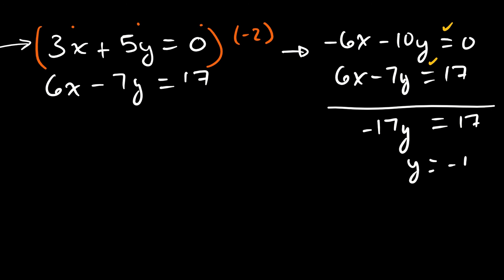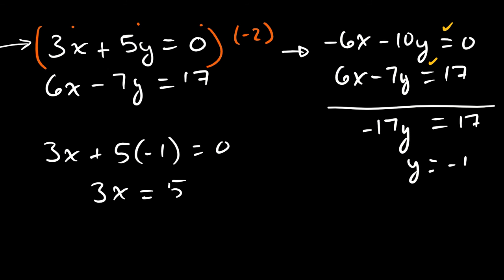Now that we know what y is, we can plug that in and figure out what x is. I think I'm going to choose to take the top equation, although both would give me the same value. It's going to be 3 times x plus 5 times -1 equals 0. So I'm going to add 5 to both sides, so 3x is 5. And I'm going to divide both sides by 3. So x is 5 thirds. All right, so we now have x and y, so we can write our ordered pair: 5 thirds is x, and y is -1.